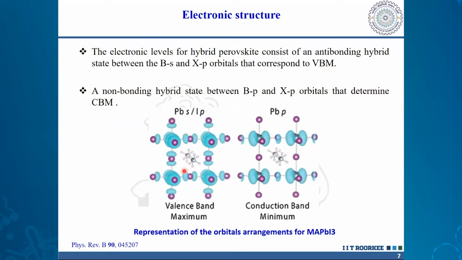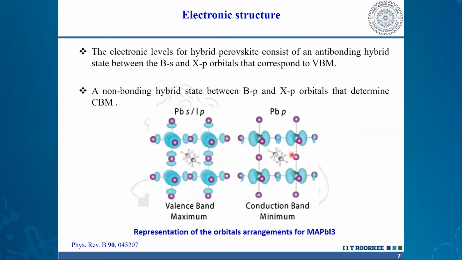The electronic structure originates between the valence band and the conduction band. And here, the lead halide octahedra actually contribute to the origin of the band gap in this kind of material. For example, the s orbital of the metal B and the p orbital of the halide X make the antibonding hybrid state, which corresponds to the formation of the valence band maximum. Similarly, the non-bonding hybrid orbital, which is formed between the p orbital of the B metal and the X orbital of the X halide, forms the conduction band.